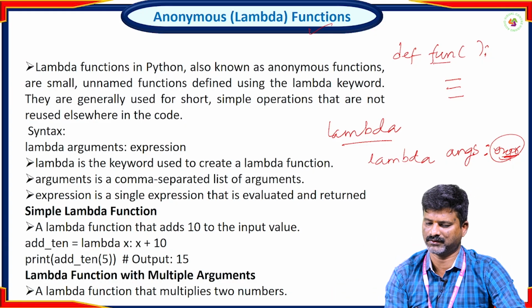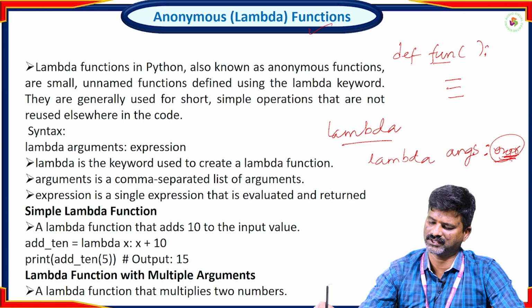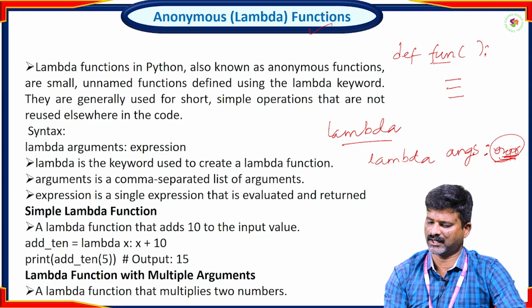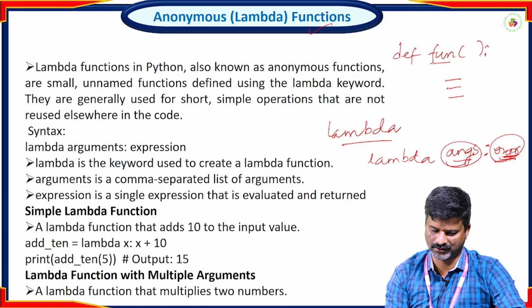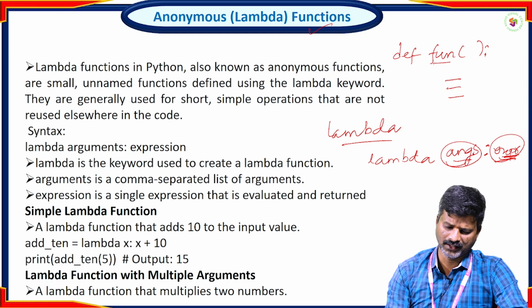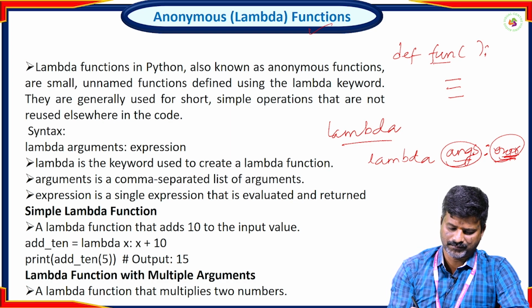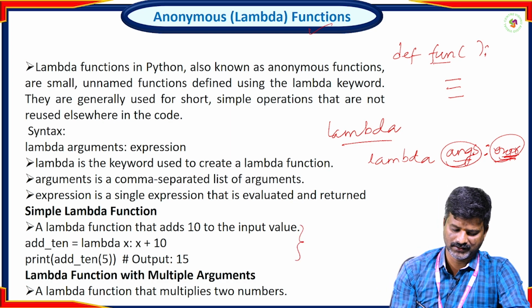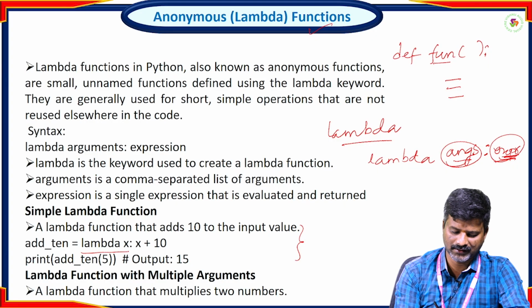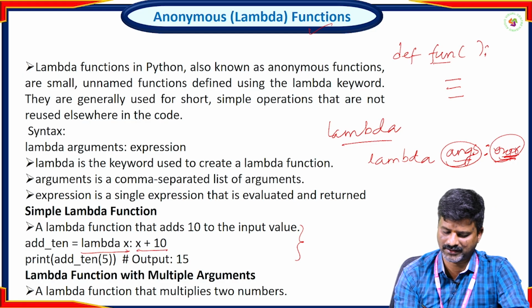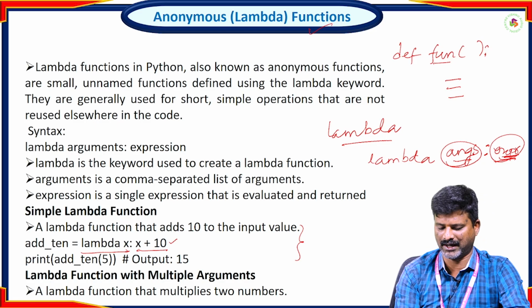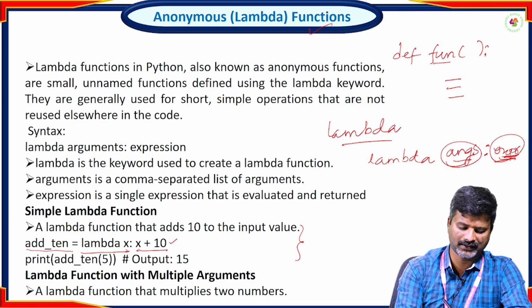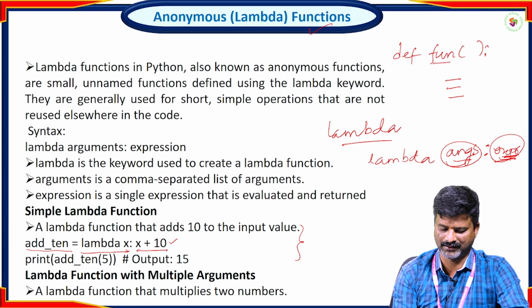Suppose, for example, I want to perform addition of two numbers. You can write your logic here, a plus b. How many arguments you want to pass, you can pass that many arguments in the argument section. If you observe the simple example for a lambda function, here lambda is a keyword, and I am passing a single argument, then a colon, and this is my expression. Whatever value I am passing, 10 will be added to that value, and finally that value will be stored in add_10, the result.